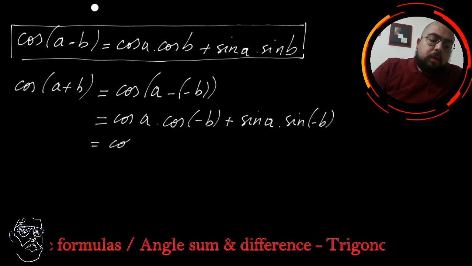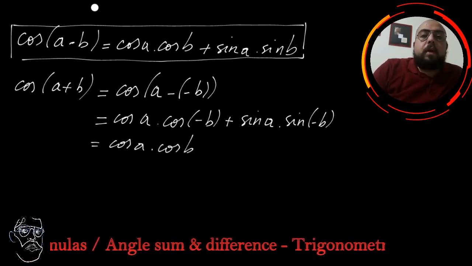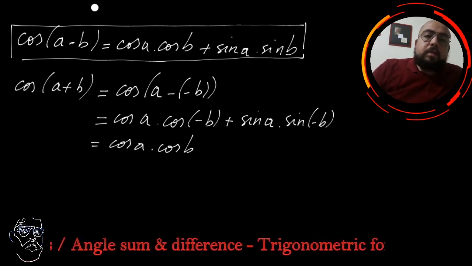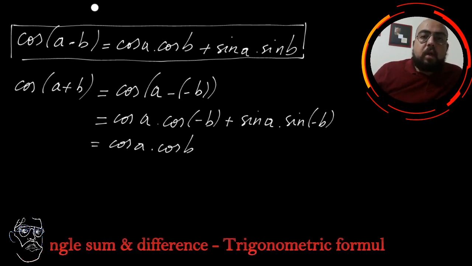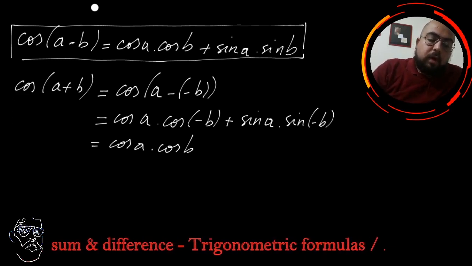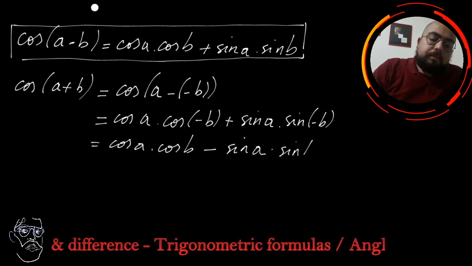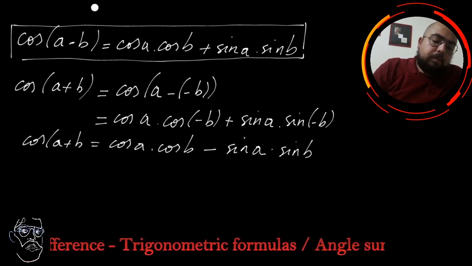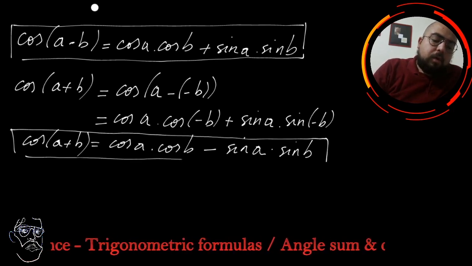So it will give me cosine A times cosine B, because cosine of minus B is simply like cosine minus alpha. It will give you cosine alpha. Sine A times sine minus B. Sine of minus B is very similar to sine of minus alpha. So sine minus alpha is minus sine alpha. It's in the fourth quadrant. So I will have minus sine A times sine B.